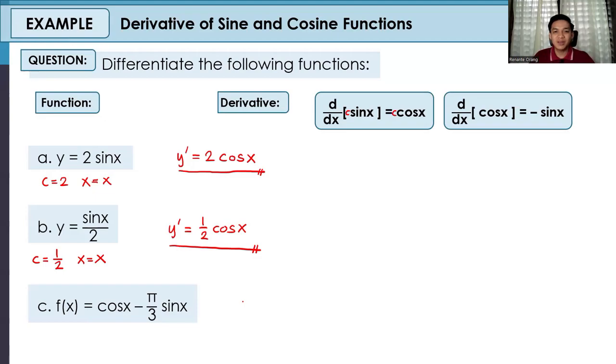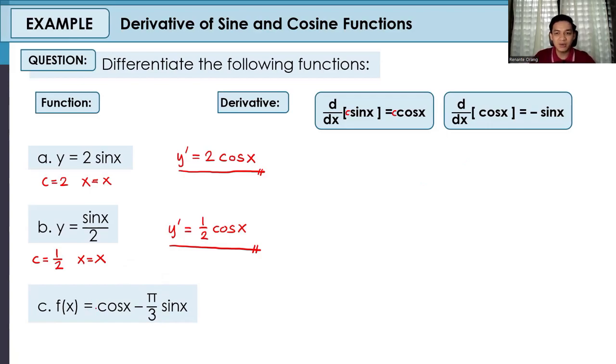Next problem, we have the function f of x is equivalent to cosine of x minus pi over 3 sine of x. So dito, meron tayong operation sa gitna. So this is a difference rule. So tandaan ninyo, if we have our sum and difference rule, we just need to differentiate them individually. So unahin muna natin si cosine of x. For cosine of x, ang gagamitin natin is the derivative with respect to x of cosine of x is equivalent to negative sine of x.